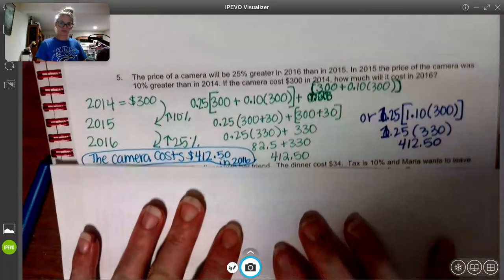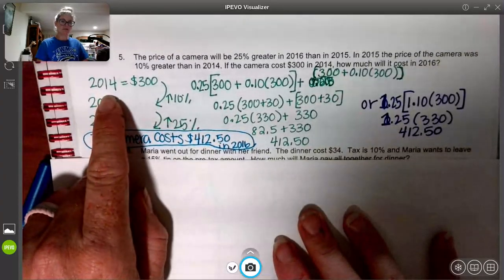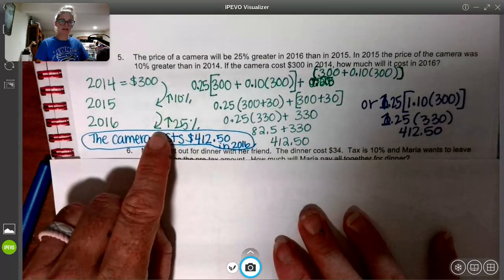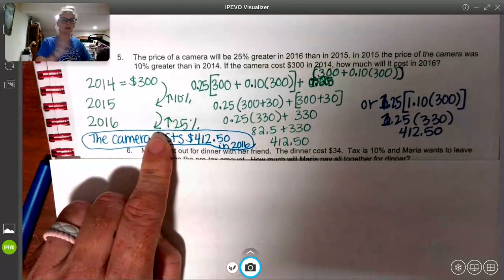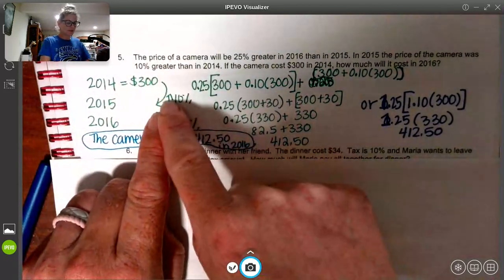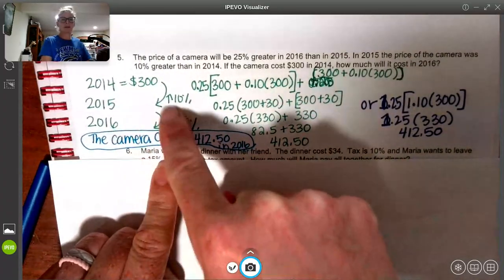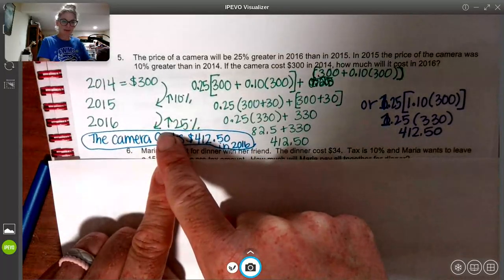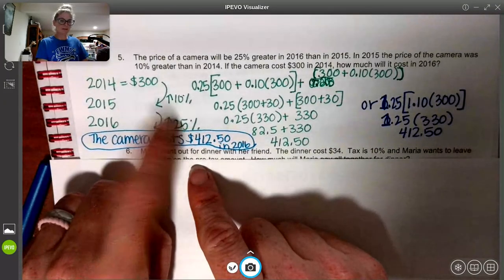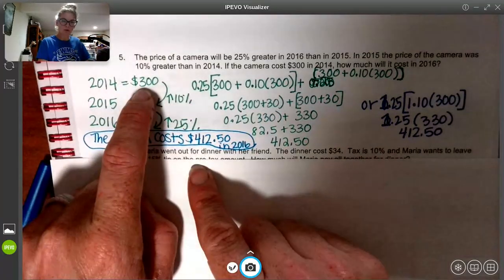Just figuring out what the question was asking me, I had to make a little chart thinking, okay, I have 2014, that's $300. It's going to increase by 10%, and then it's going to increase by another 25%. Notice this is not the same thing as a 35% increase, because this original 10% is off of the 300, but now I have a new number that then is getting increased by 25%. So this new number is going to be bigger. So 25% of this bigger number is going to be different than 25% of a smaller number.